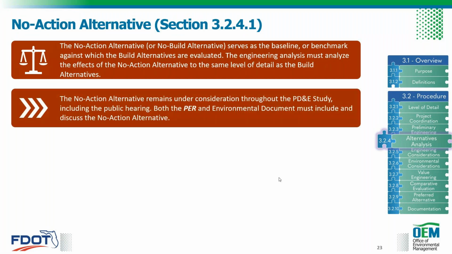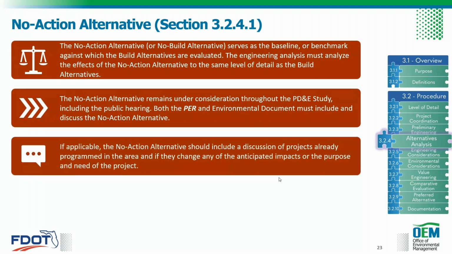The no action alternative remains under consideration throughout the PD&E study, including the public hearing. Both the PER and environmental document must include and discuss the no action alternative. If applicable, the no action alternative should include a discussion of projects already programmed in the area, like I mentioned earlier, and if they change the anticipated impacts or the purpose and need of the project.